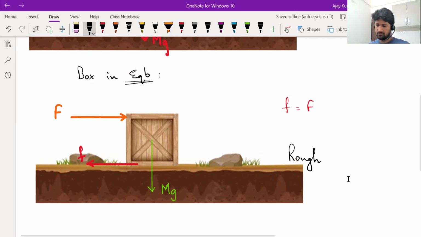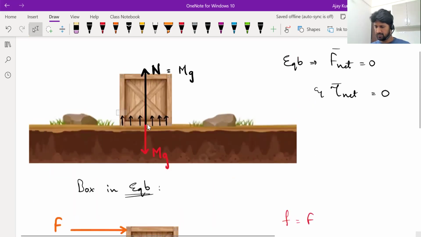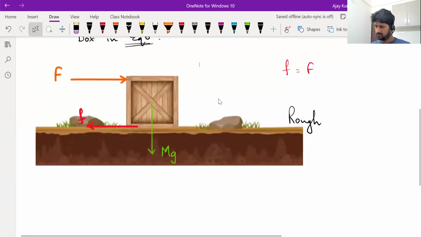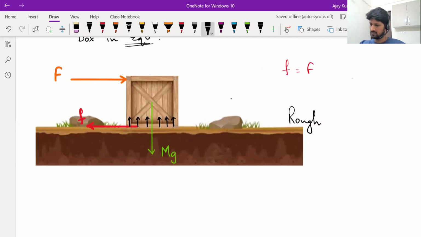Okay, if the normal force is uniformly distributed, as in the previous case, I'll just copy these vectors. If the normal force on the base is uniformly distributed like this, then the line of action of the normal force should be the same as the line of action of mg. So the normal force must be acting like this, through the center. If the normal force on the base is uniformly distributed, its line of action must be this. Now we see that the box is in equilibrium.